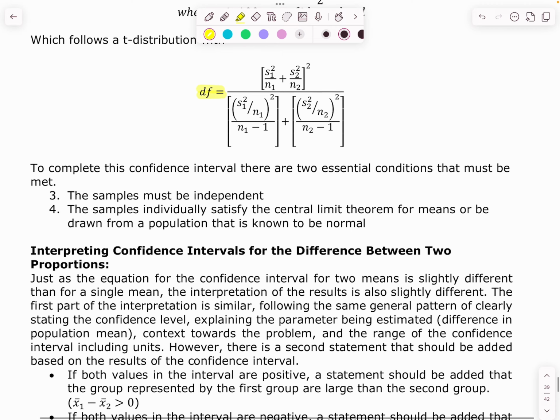To complete the confidence interval, there are two conditions that must be met. The samples must be independent, and the samples must individually satisfy the central limit theorem for means, so have a sample size of at least 30, or be drawn from a population that is known to be normal.